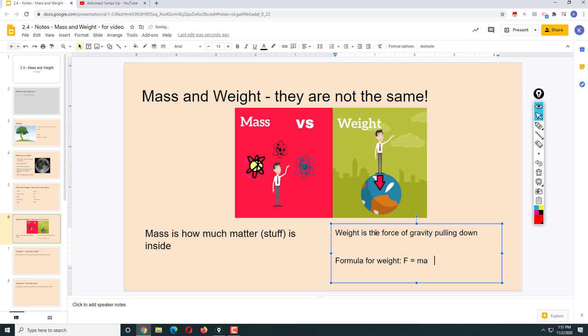But instead of using acceleration, if we know it's gravity, we can use a different letter, g. G just means gravity. We know on Earth, g is about 10, or acceleration is about 10. So really, it's just this formula. Sometimes people write it this way, but it's the same thing, because weight is a force.